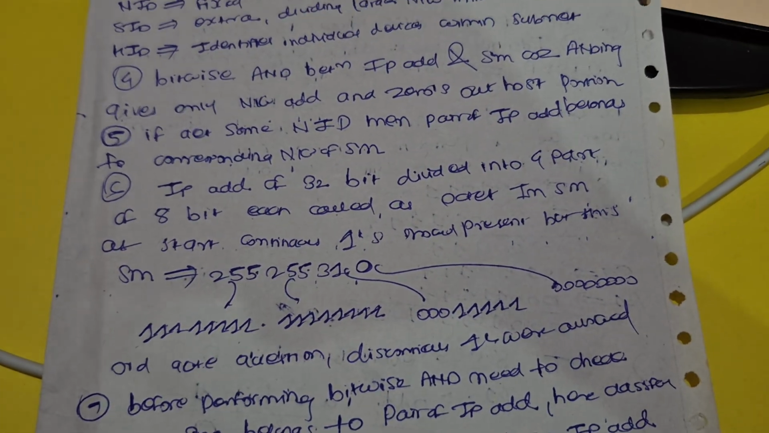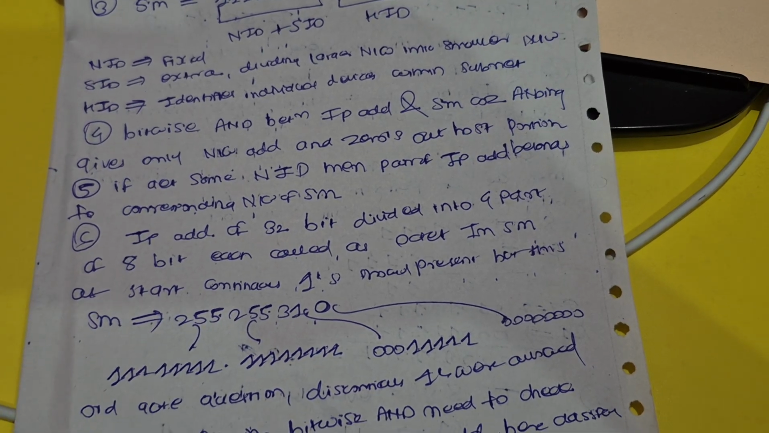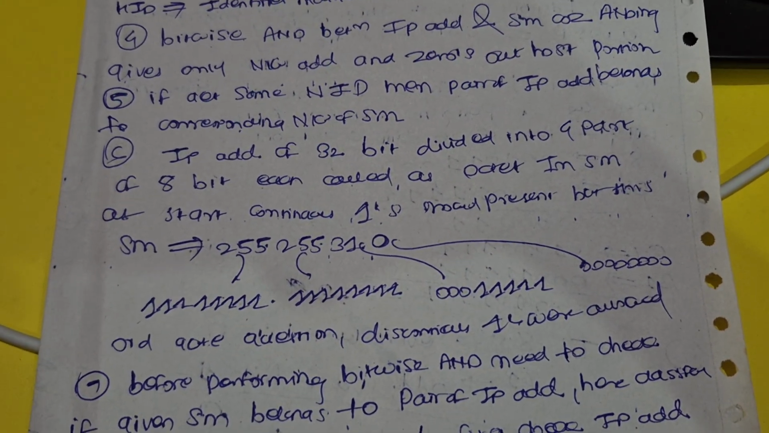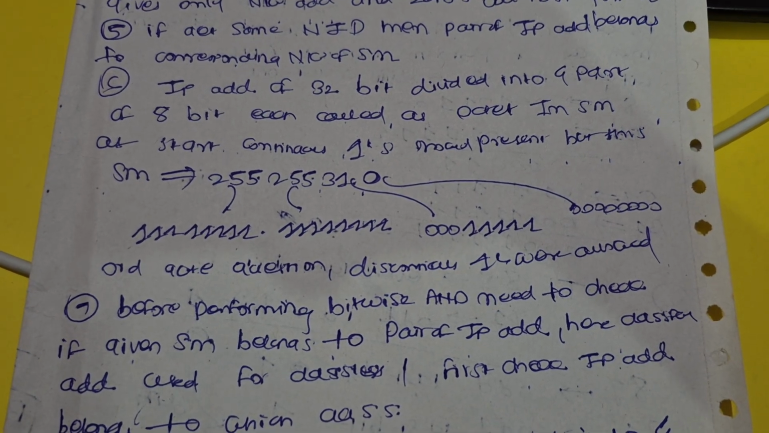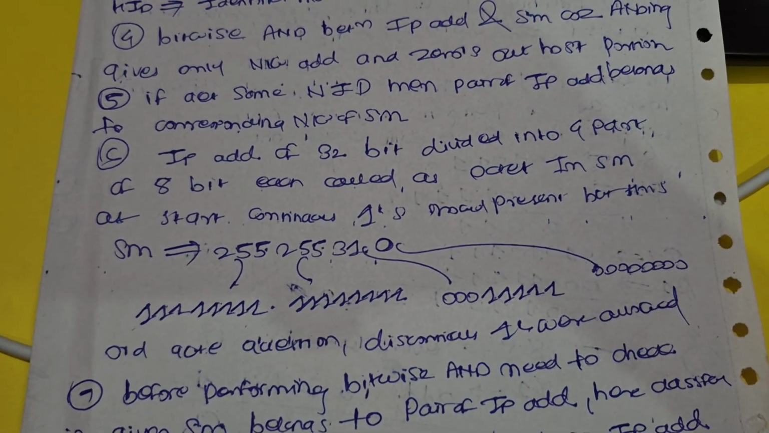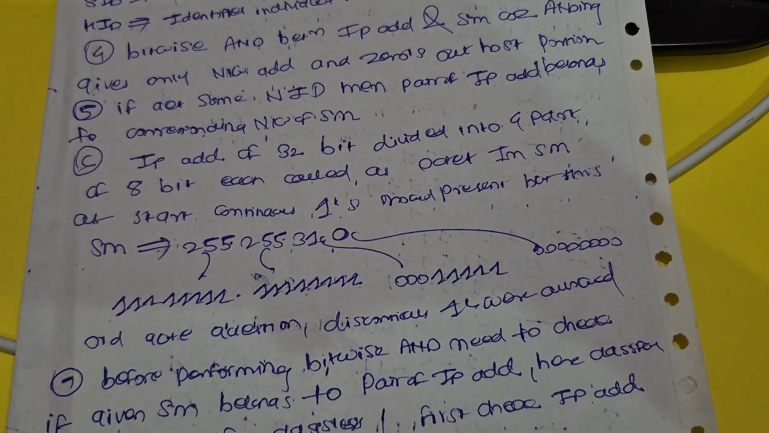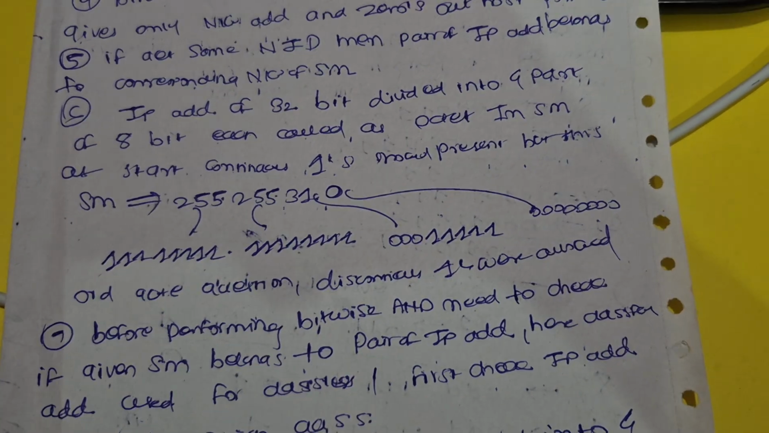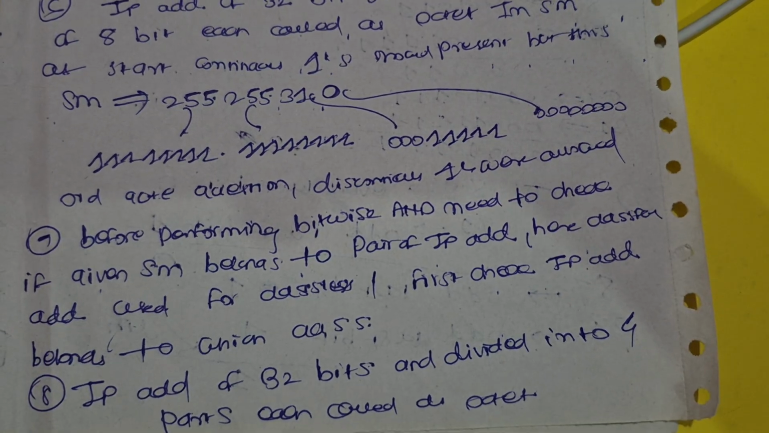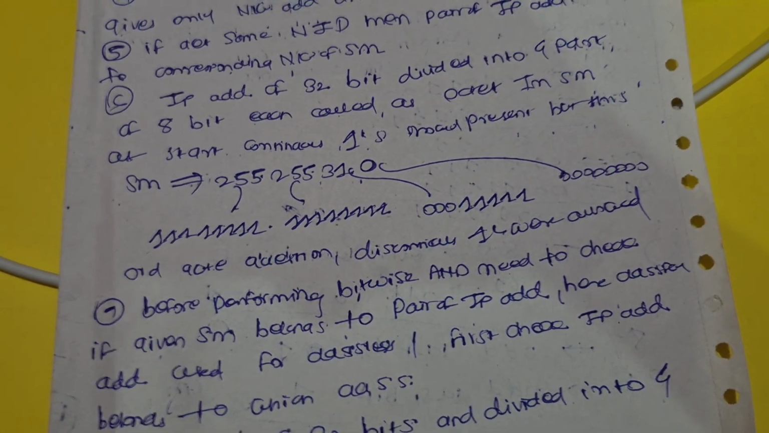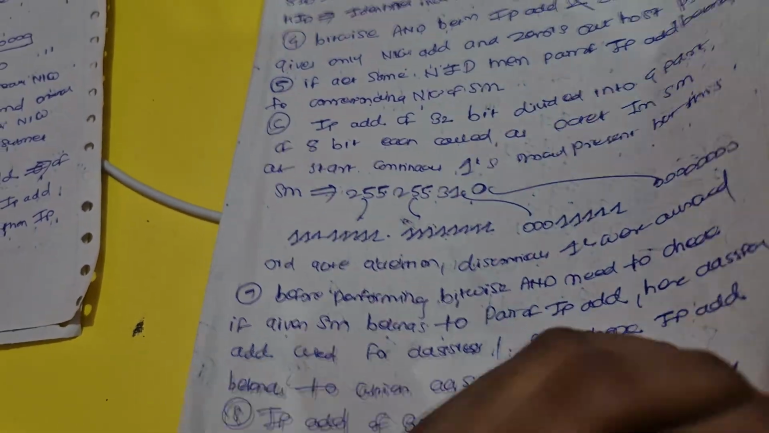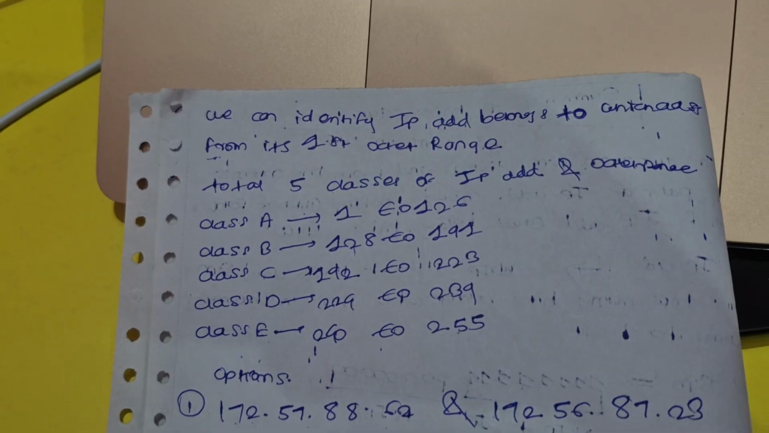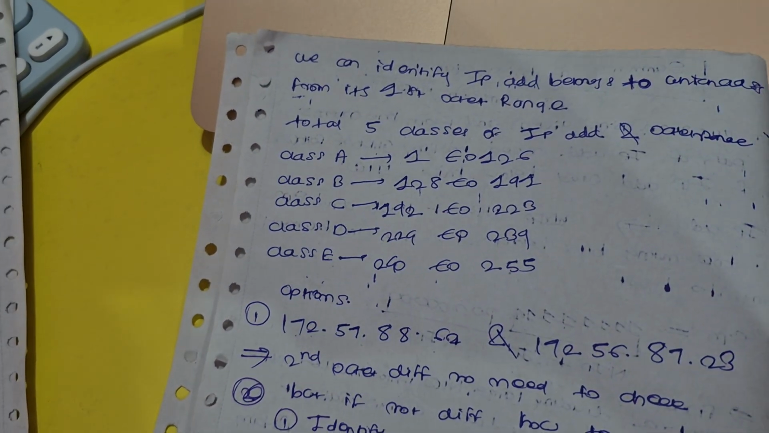So we have the subnet mask and a pair of IP addresses. We can perform bitwise AND, but before that, you need to see if the given subnet mask belongs to the IP address. There are two types of addressing: classful and classless. Classless is denoted by a slash, called CIDR. We'll see that later, but here we are using classful addressing. Again, an IP address is 32 bits divided into 4 parts, each called an octet because of 8 bits in each part. Before performing bitwise AND, you need to see which class the IP address belongs to.